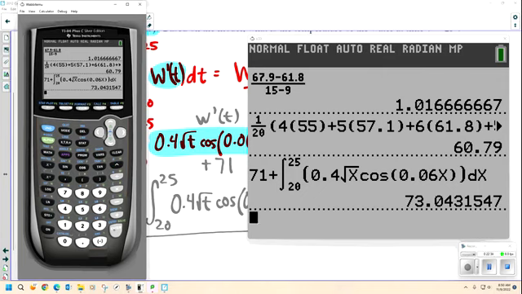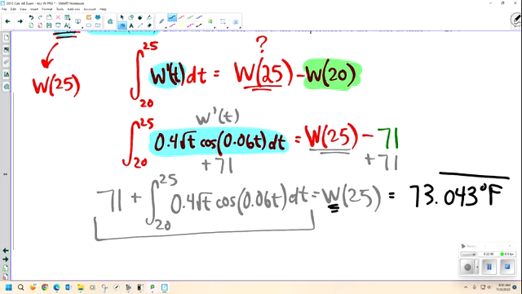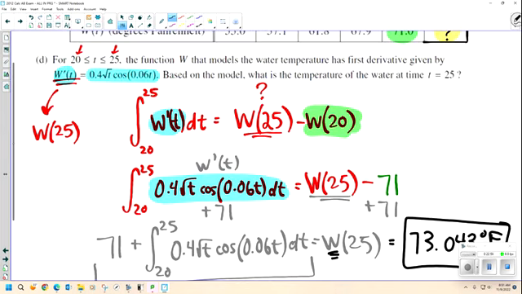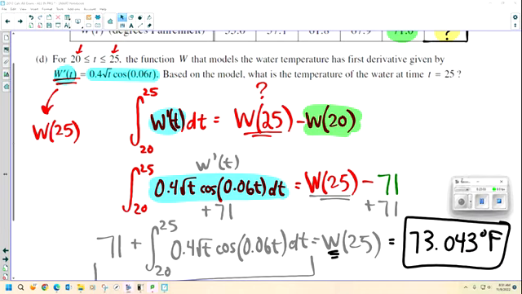Did I do that right? Yeah, that is right. So I've got 73.043. And since it's a W, it's not a rate, it's just degrees Fahrenheit. Let's make sure they didn't ask us to explain anything. Based on the model, what's the temperature at time 25? That's it: 73.043 degrees Fahrenheit. Wow, look at us go. That wasn't all that bad.